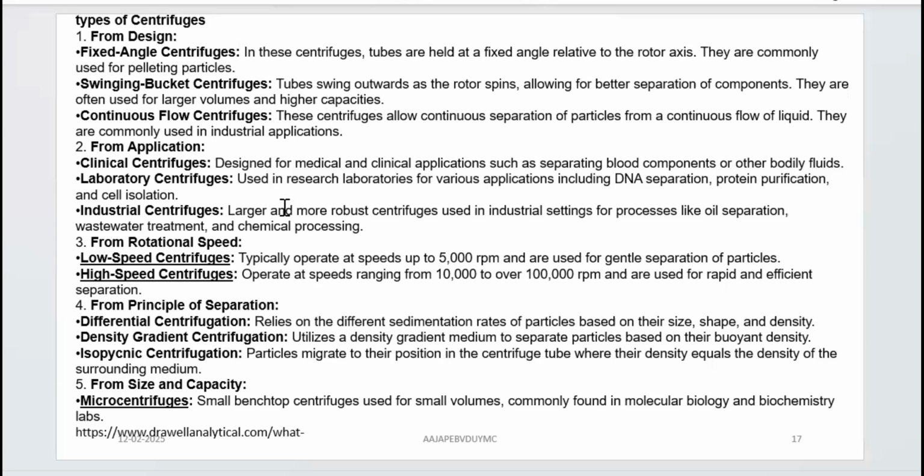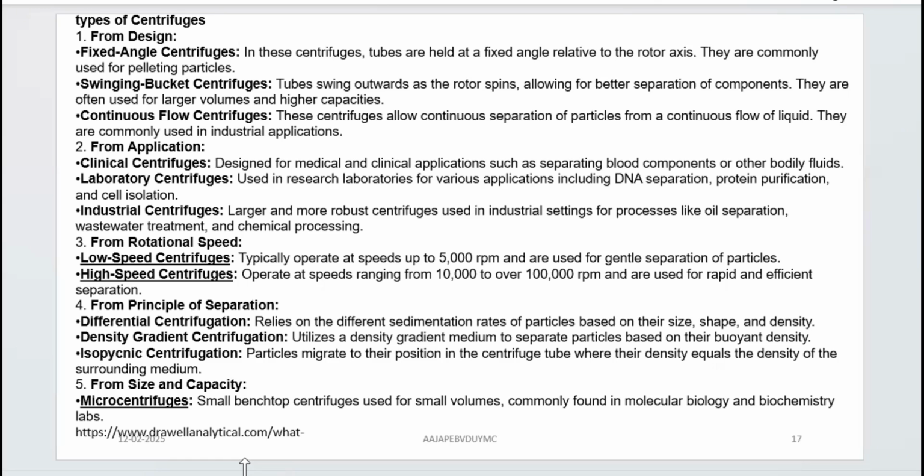So when it comes to fixed angle centrifuges, then you have swinging bucket centrifuge, continuous flow centrifuge. So this is based on the design of the rotor that you classify the centrifuges. Based on the applications, you classify the centrifuge as clinical centrifuge, laboratory centrifuge, and those for industrial purpose, industrial centrifuges, which are mostly continuous flow. From rotational speed, that is what you have learned earlier, we call it low speed centrifuge, high speed centrifuge, and ultra high speed centrifuge. All right. And the fourth category, based on which you can categorize centrifugation type, is density centrifugation, density gradient centrifugation, differential centrifugation, isopycnic centrifugation. And last would be the size and capacity of the instrument.